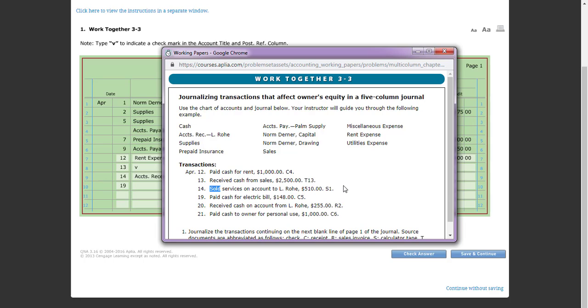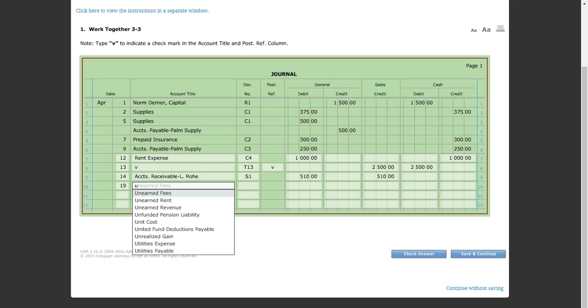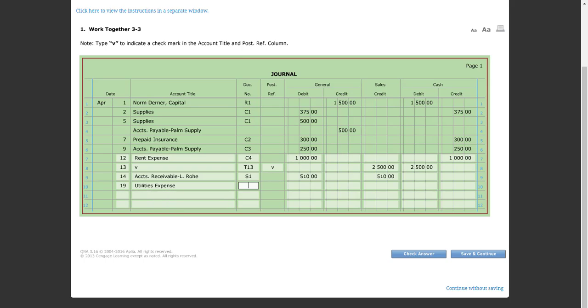So we're going to go ahead, and is there a special column for utilities expense, Lincoln? No. So we're going to write that one under account title. Source document is C5 because you have bells and whistles going off saying, hey, cash has to be credited. So therefore, my general must be debited.